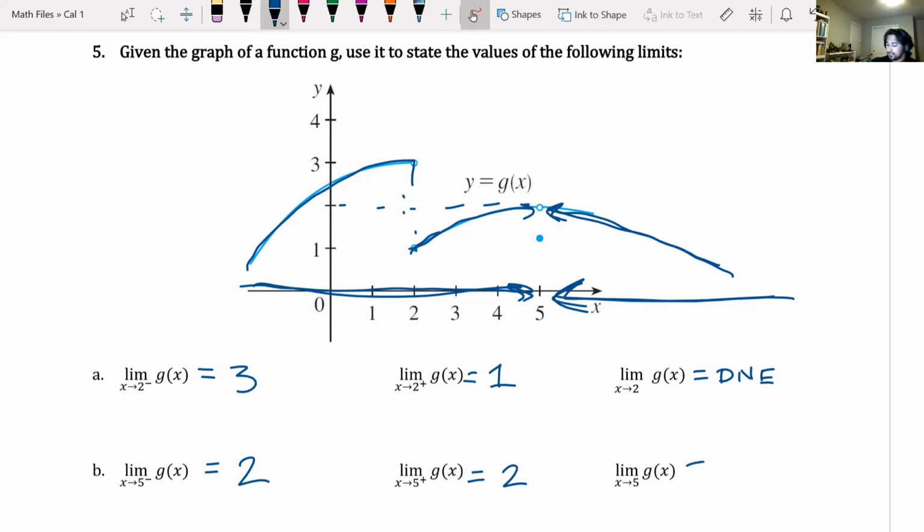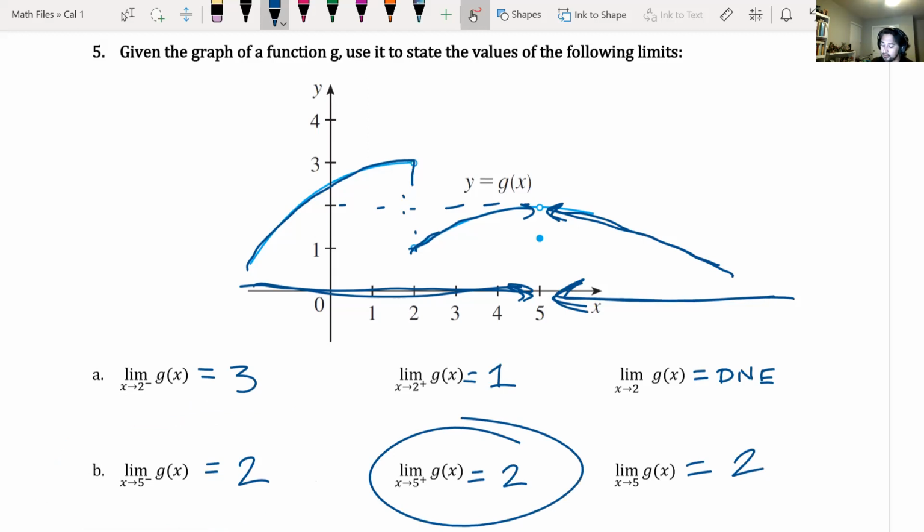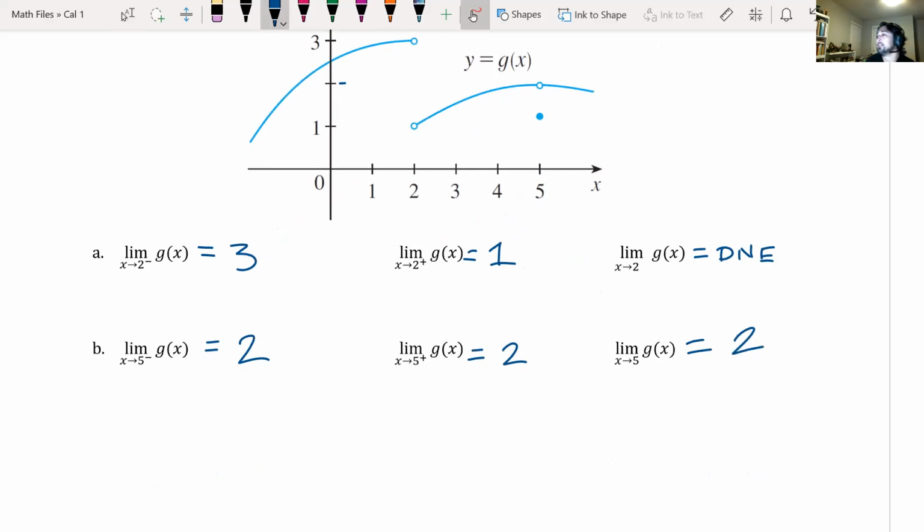So now, what is the answer for the last one? 2. Good. Because the left-hand and the right-hand limit are both 2. They're equal. Therefore, the limit from both sides is 2. All right, and that's how you read limits and graphs together. Did anybody have a question about this?